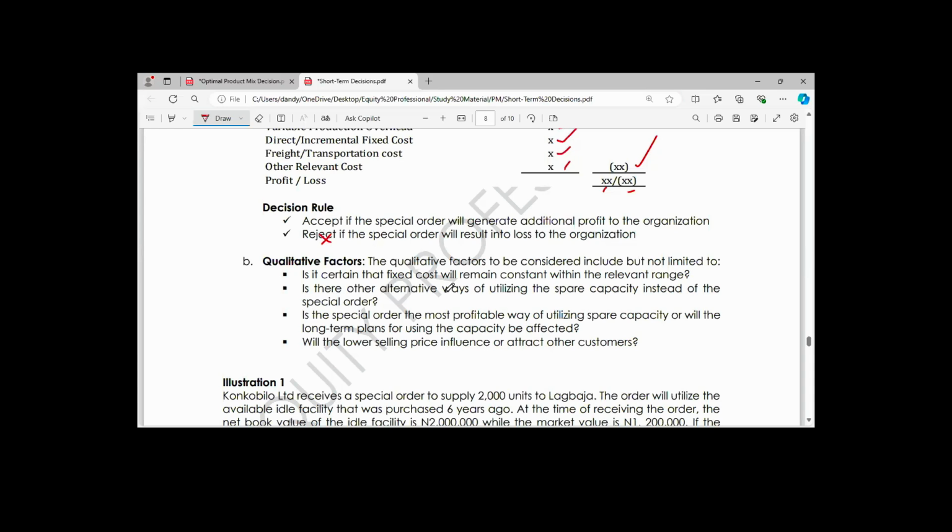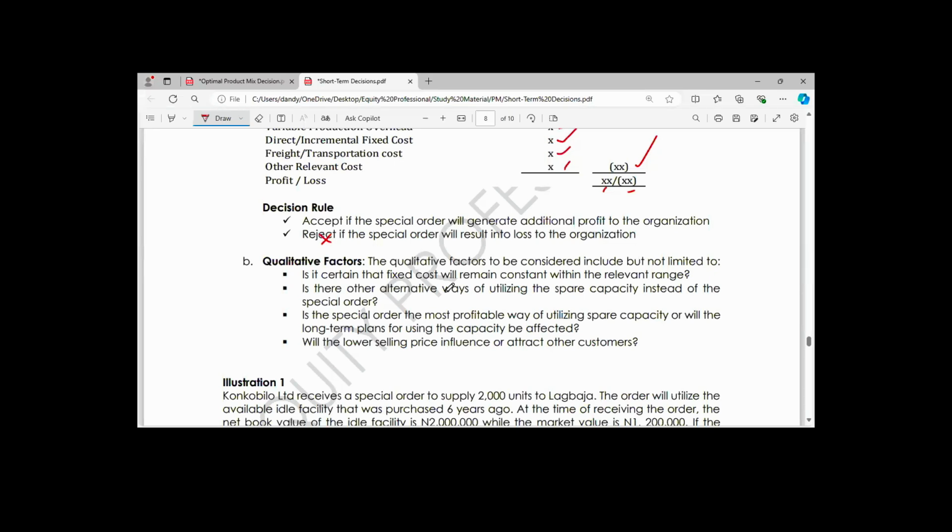However, management will need to confirm if it is certain that fixed cost will remain constant, that is, fixed cost will not change within the relevant range. So if fixed cost will change as a result of undertaking the special order, the change in fixed cost must be considered as part of the cost of the special order.